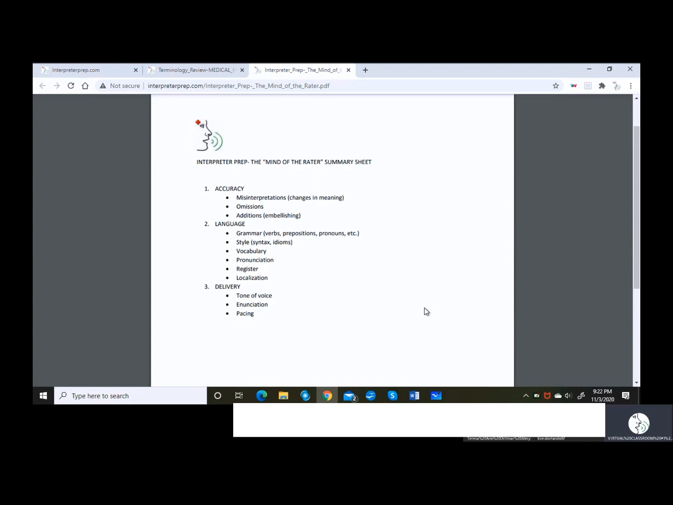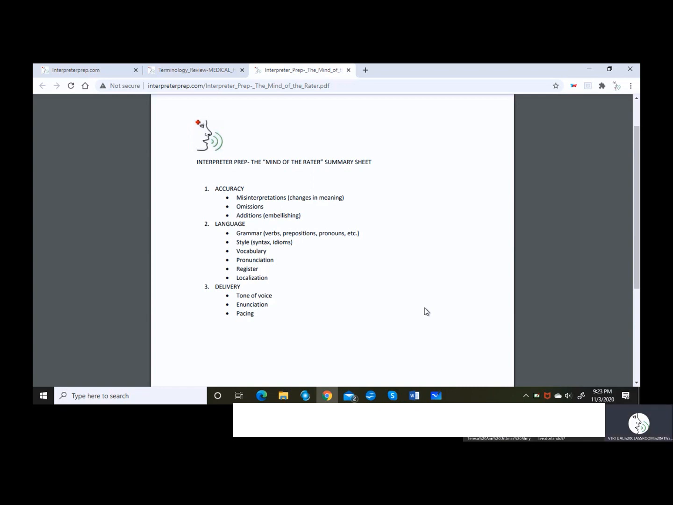Another thing within language is what goes under style, and under style we have things like idioms and syntax. I'll give you an example of an idiom. There are many of them, but somebody might say in English that this is a piece of cake, meaning that this is easy. And in Spanish, we would not say que esto es un pedazo de pastel o de torta. We would say que esto es pan comido. It means the same, that it's easy, es pan comido.